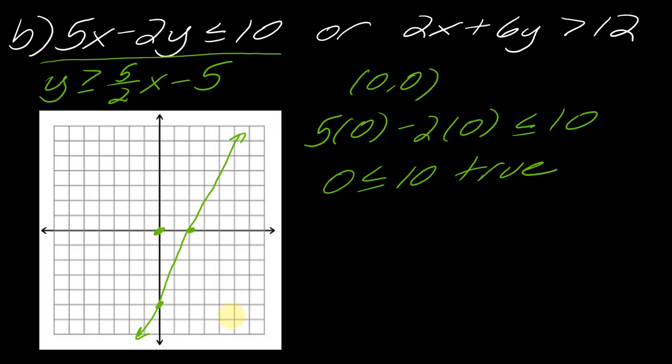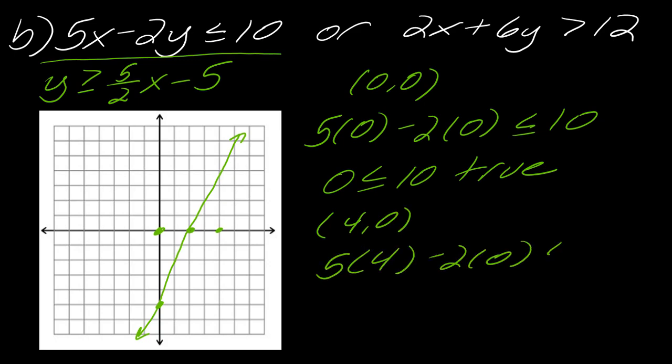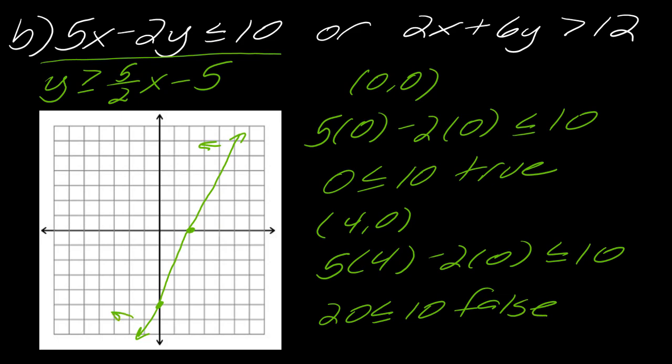So it looks like I probably want to shade this side, but just as an extra check, I'm going to grab another point on the other side of the line. So this is the point 4, 0, so quick check here. So 5 times 4 minus 2 times 0, is that less than or equal to 10? Well, that'll say that 20 is less than or equal to 10, which is definitely false. So now I can confidently see that I am shading on the correct side. This would be the direction that I want to shade in.